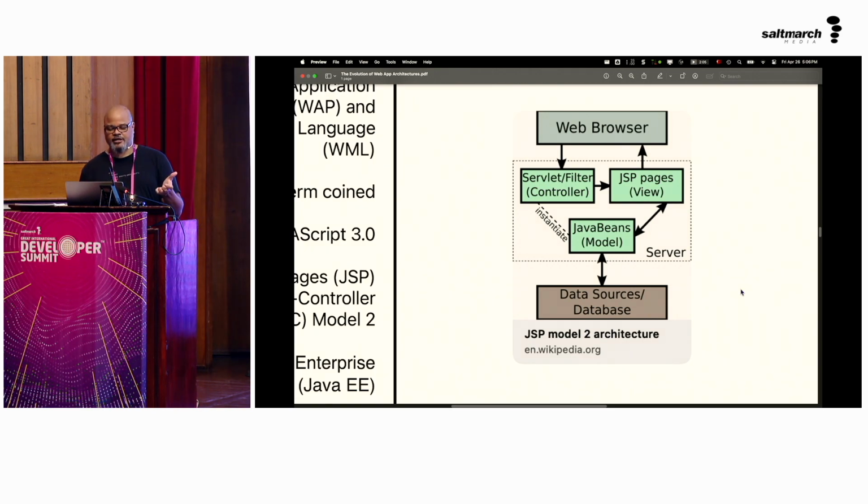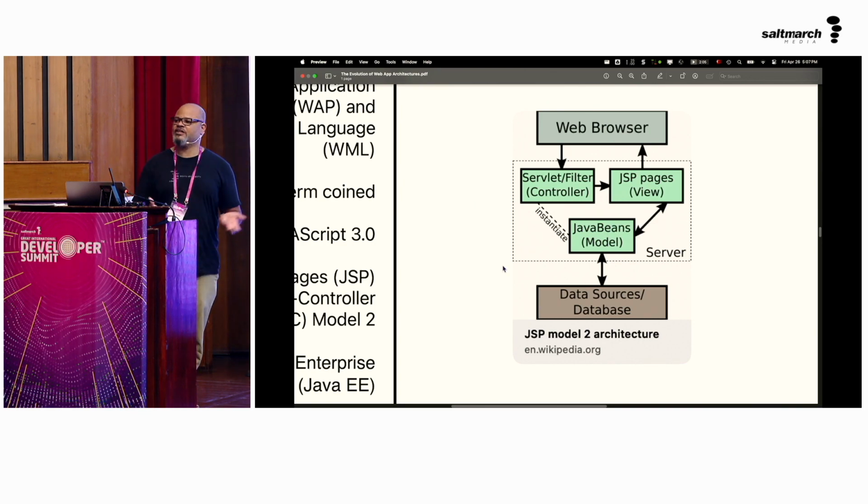So the idea was that you had your JSP pages, and hopefully you didn't put all of your logic in them. Hopefully. Hopefully you put some logic in your model or somewhere else. And basically you could use a servlet as a controller to control between the view and the model. Okay, so it was sort of a web variation of MVC.